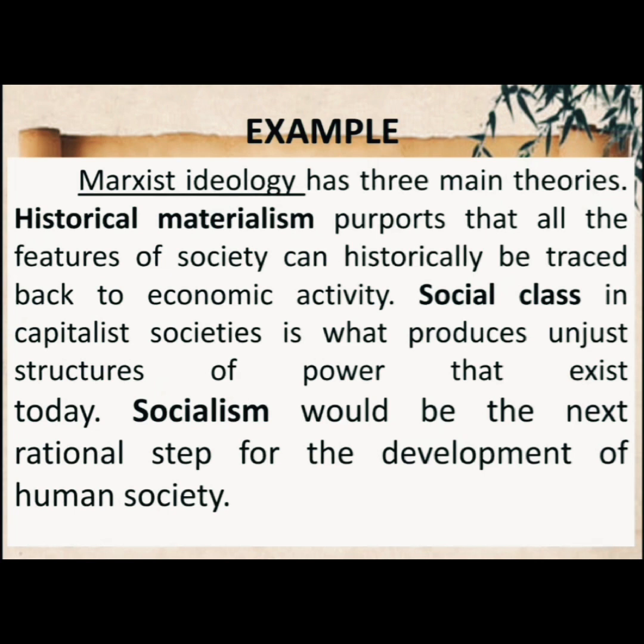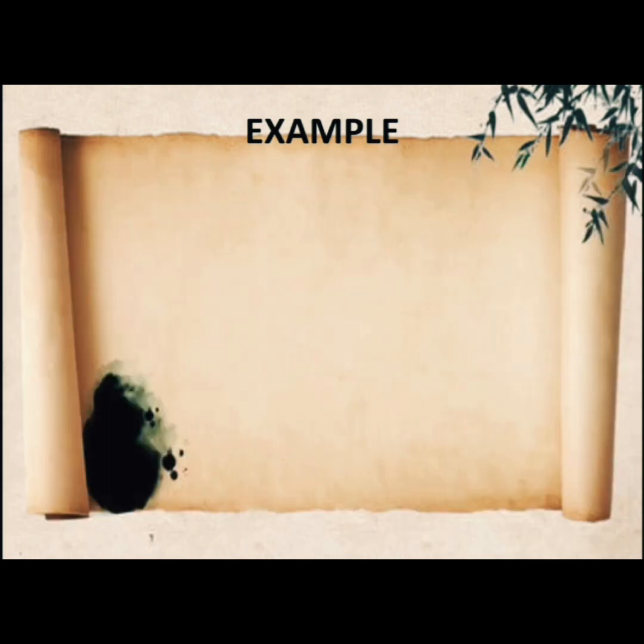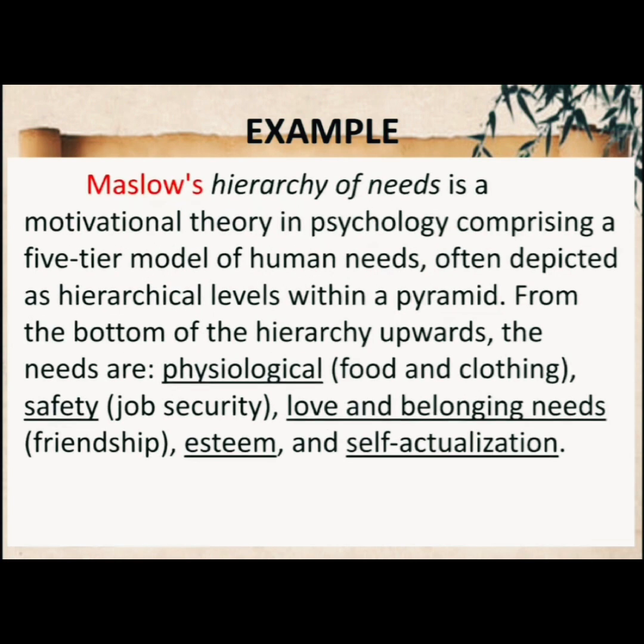For example, without reading this full text, we can already identify the main topic, and that is Marxist theology, with its three main theories, and those are historical materialism, social class, and socialism. Here is another example.